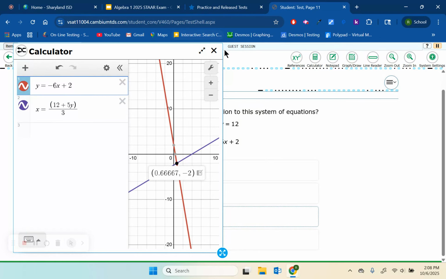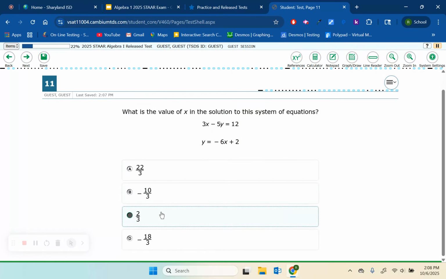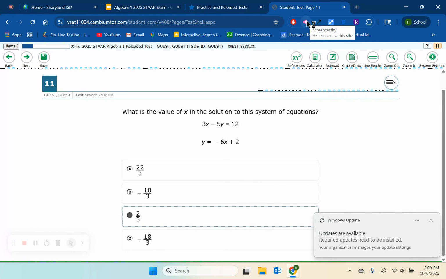You can either solve for y or solve for x. The calculator will let you do both. And there you go. Easy stuff. So it's up to you. Ask your teacher to walk you through it. But you can solve for y or solve for x.